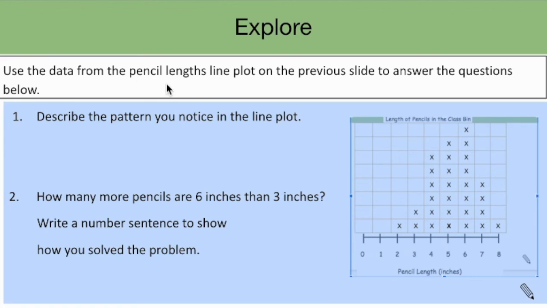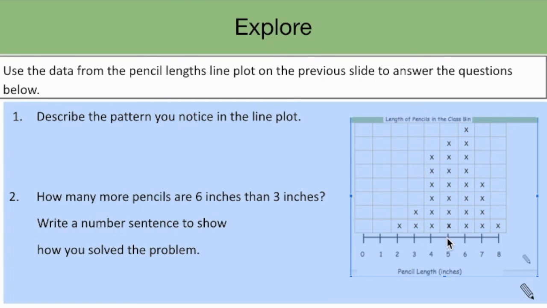It says, use the data from the pencil lengths line plot on the previous slide to answer the questions below. Question number 1, describe the pattern you notice in the line plot. Question number 2, how many more pencils are 6 inches than 3 inches? Write a number sentence to show how you solved the problem. First question, the pattern I noticed is that the majority of pencils in the class bin were between 4 and 6 inches. That is where we have the most X's on our line plot.